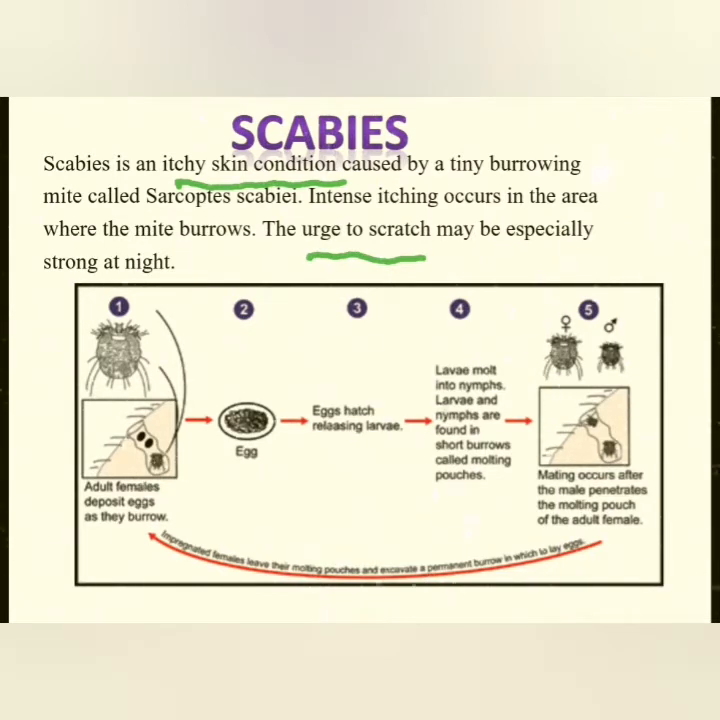You can see in the first step, the female mites burrow inside the skin and lay eggs, and further these eggs will hatch and form larvae. The larvae will molt into nymphs, and these larvae and nymphs are found in short burrows called molting pouches. Mating occurs after the male penetrates into the pouches of the adult female. You can see how this process takes place, and the condition leads to scabies.